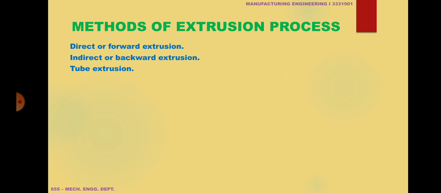Now, methods of the extrusion process. The first one is direct or forward extrusion. Second one is indirect or backward extrusion. Third one is tube extrusion. Fourth one is side extrusion. And the last one is cold or impact extrusion. Let me discuss these briefly, starting with the direct or forward extrusion process.